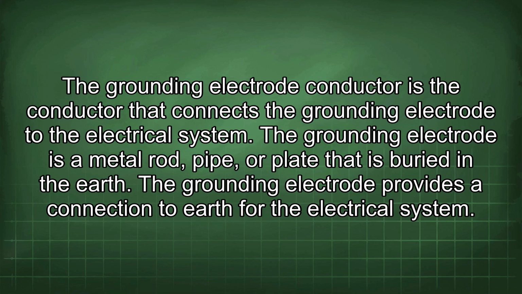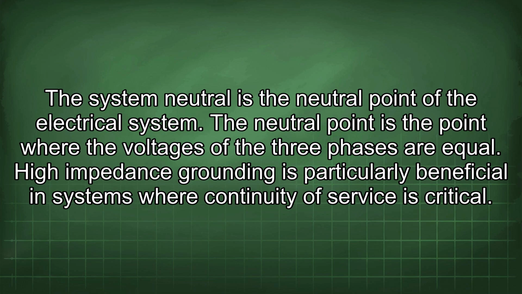The grounding electrode conductor is the conductor that connects the grounding electrode to the electrical system. The grounding electrode is a metal rod, pipe, or plate that is buried in the earth. The grounding electrode provides a connection to earth for the electrical system. The system neutral is the neutral point of the electrical system. The neutral point is the point where the voltages of the 3 phases are equal.